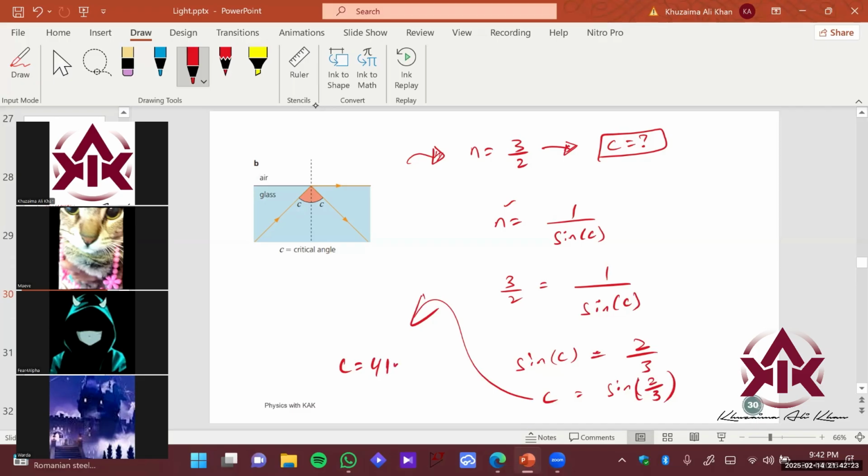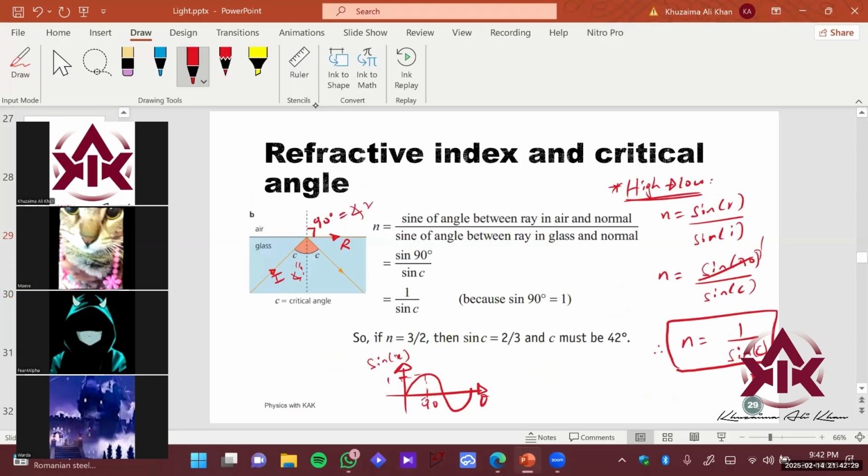Make sure your answer in degrees is in 2 decimal places, right? That is the answer over here, and that is what is written over here, right? So your angle should be around 42 degrees. So they have rounded it off. So you should stick to 2 decimal places in your exams, okay? So I hope it makes sense. This is a simplified formula if you have the case for the critical angle scenario.